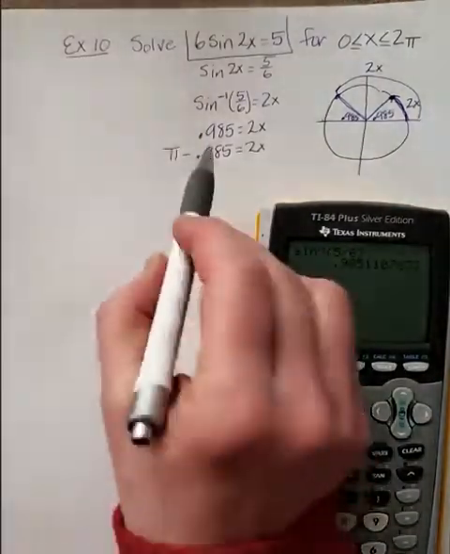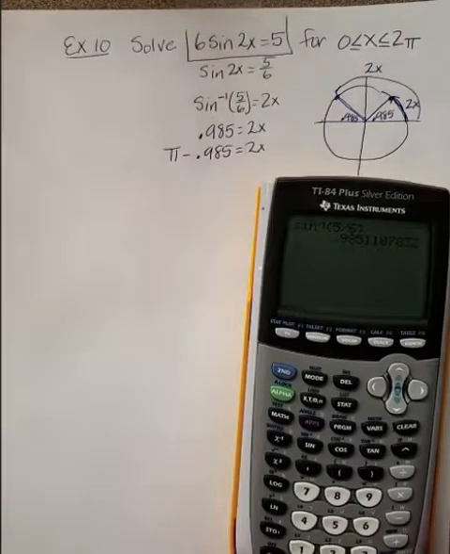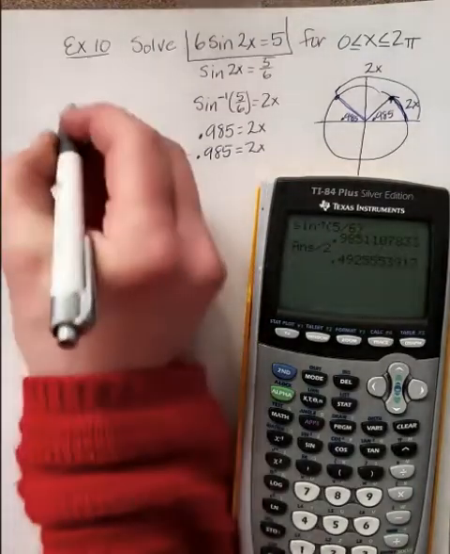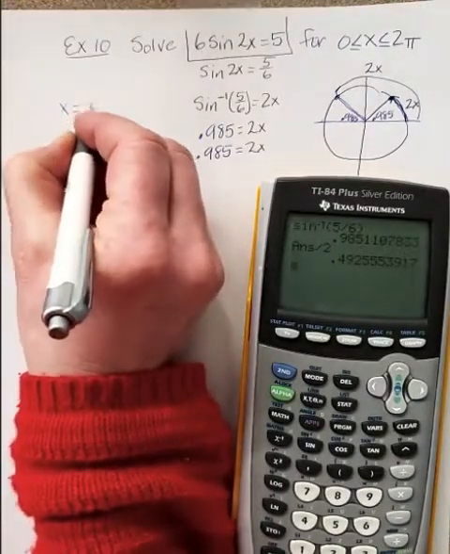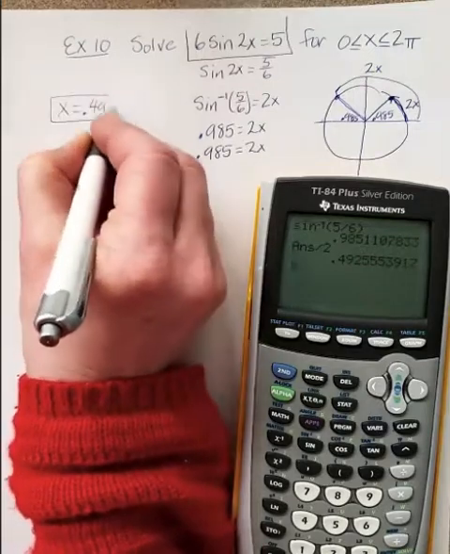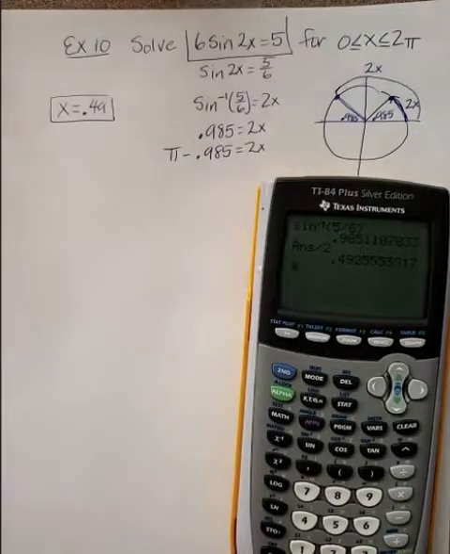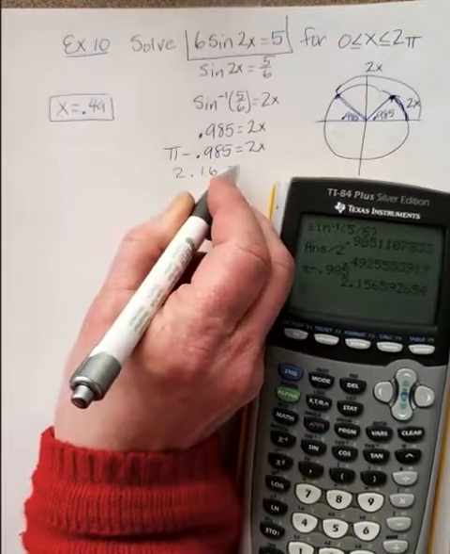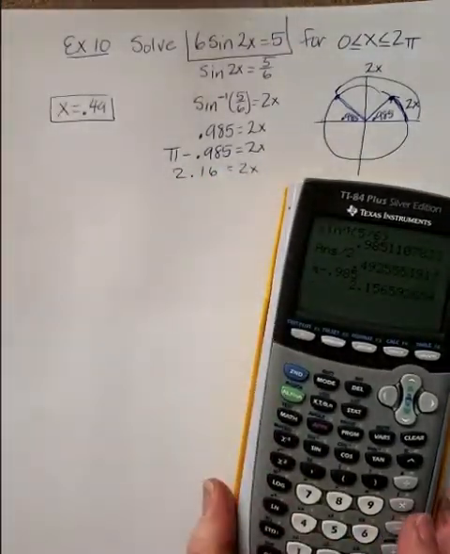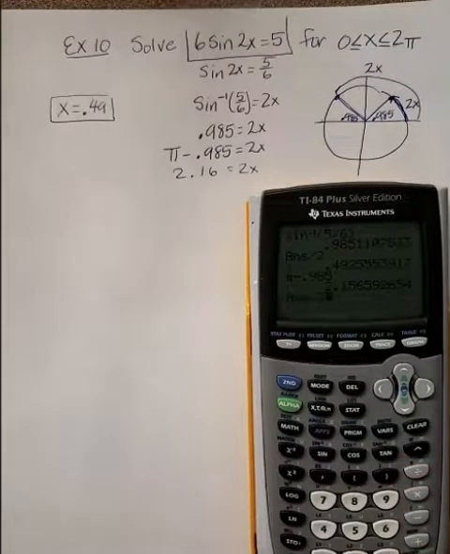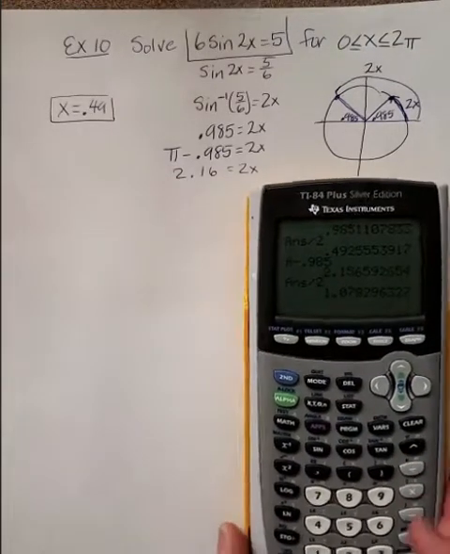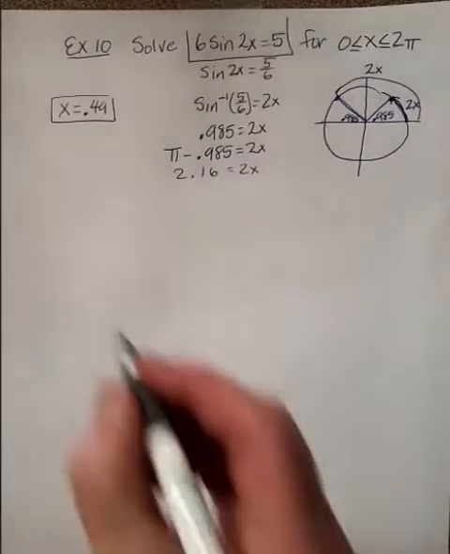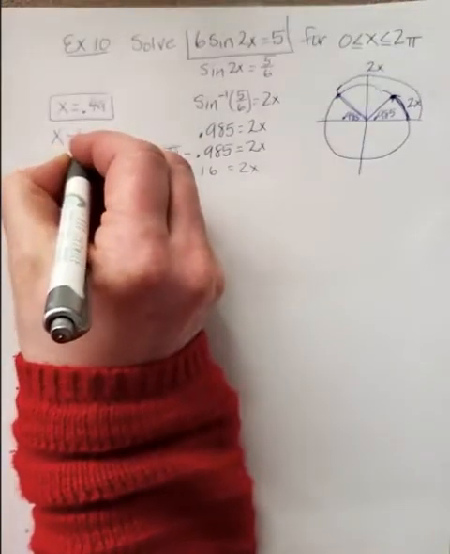This one is easy. 0.985 equals 2x. I'm just going to divide each side by 2 to get the angle measure I want. And that gives me about 0.49 radians. So one of the solutions is about 0.49 radians. To get this solution, pi minus 0.985 is about 2.16. So 2.16 is also equal to 2 times the angle measure I'm looking for. Divide each side by 2, and I get about 1.078, so about 1.08 radians. So those are 2 of the 4 solutions.